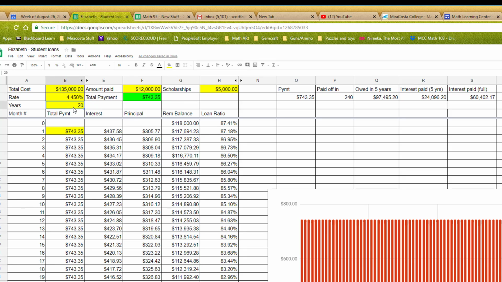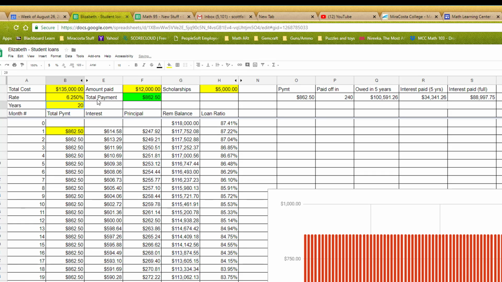Typically, if they have to adjust the length of time, they'll also adjust your interest rate. Instead of 4.45, you might get an interest rate of, say, 6.25. As you can see from the total interest, you're now at about $90,000 in interest. Your payment is $862.50, and you would make that payment for 20 years.